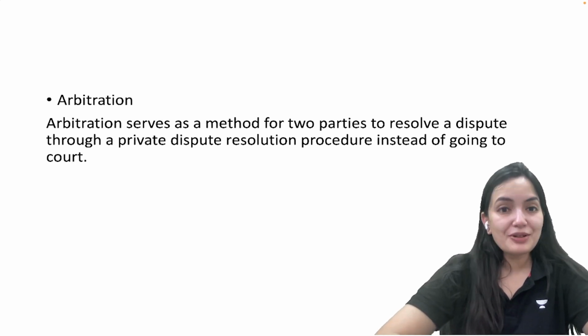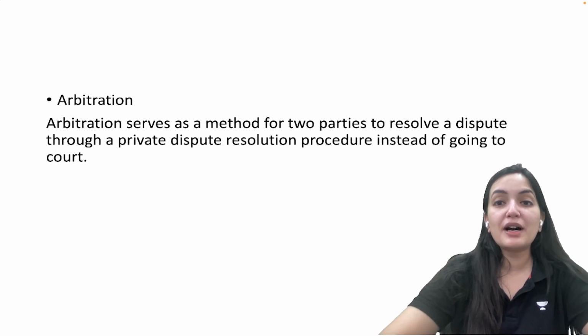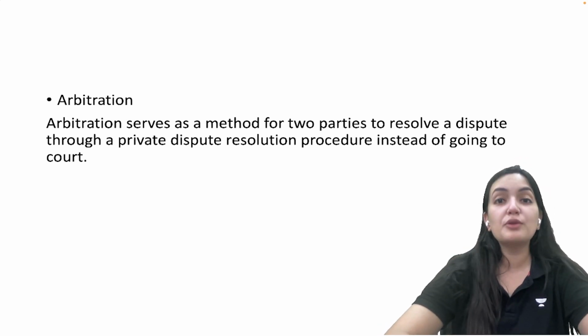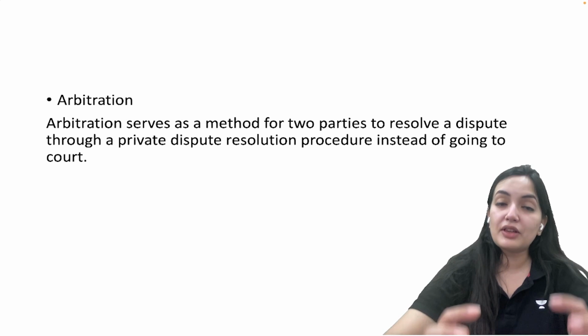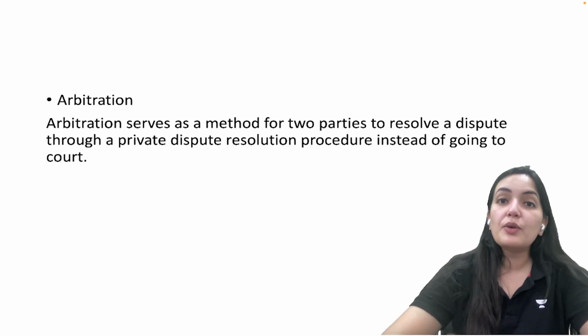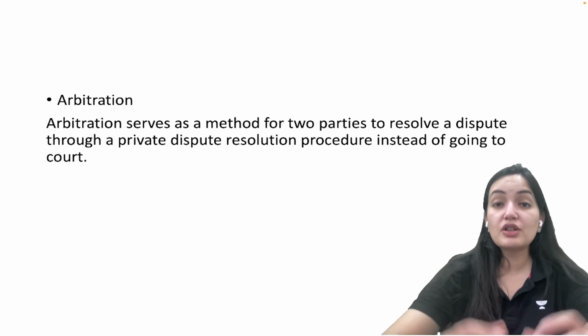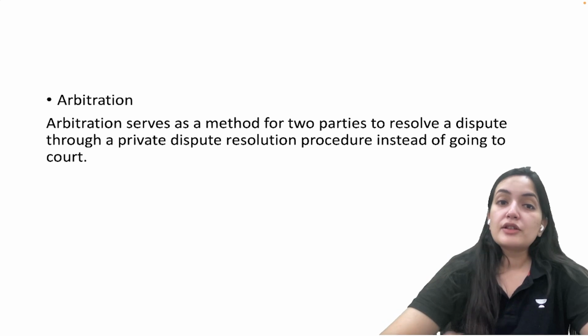Arbitration. Arbitration serves as a method for two parties to resolve a dispute through a private dispute resolution procedure instead of going to court. In arbitration, there is an arbitrator who is responsible for hearing the claims of both the parties and eventually resolving the dispute between them.